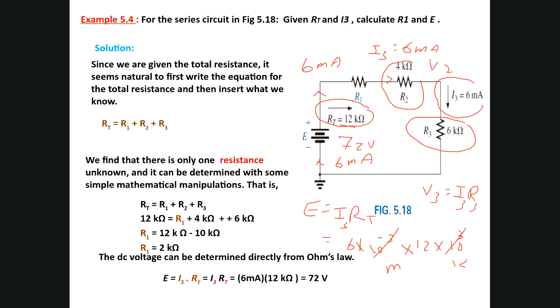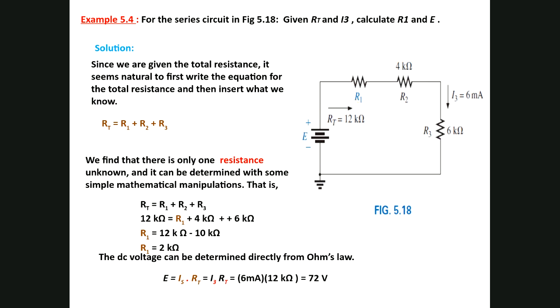Well, I have here the voltage supply, I have V3, I have V2, then I can find V1. Since I have V1 and I have I1, I can find R1. The solution comes easily. In a different way, you can also find R1 at the beginning just by subtracting R2 plus R3 from R total, which gives R1.